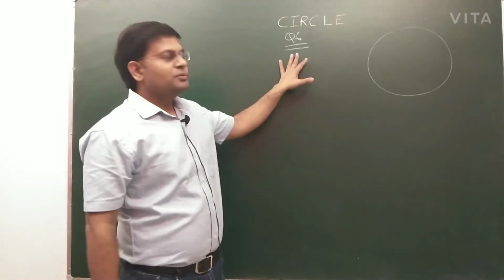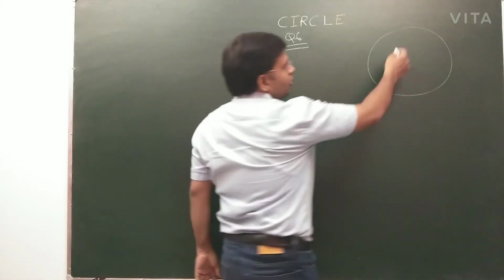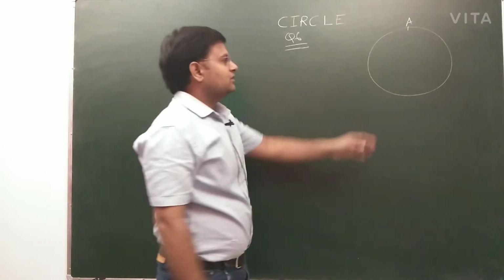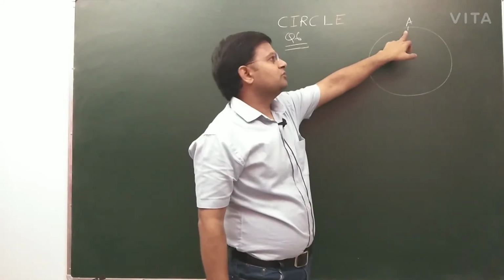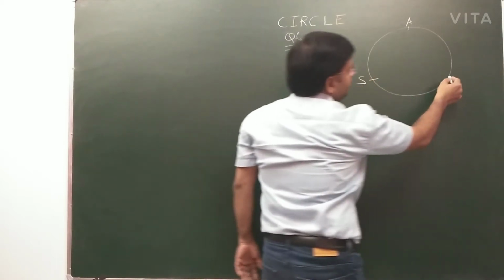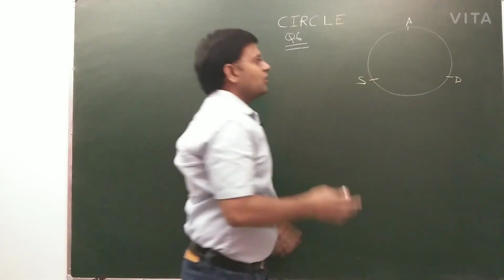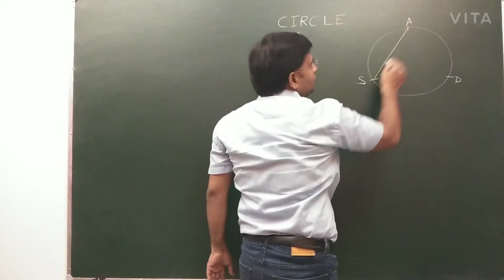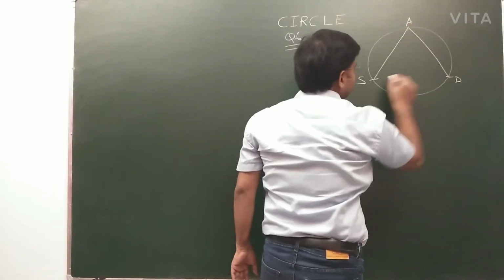Now come to question number 6. There are 3 boys playing in the circular ground. You can see there is Ankur, and I am using A for Ankur, Saeed and David. They are all at equal distances. So it means this equals this, and this equals this, and this equals this.